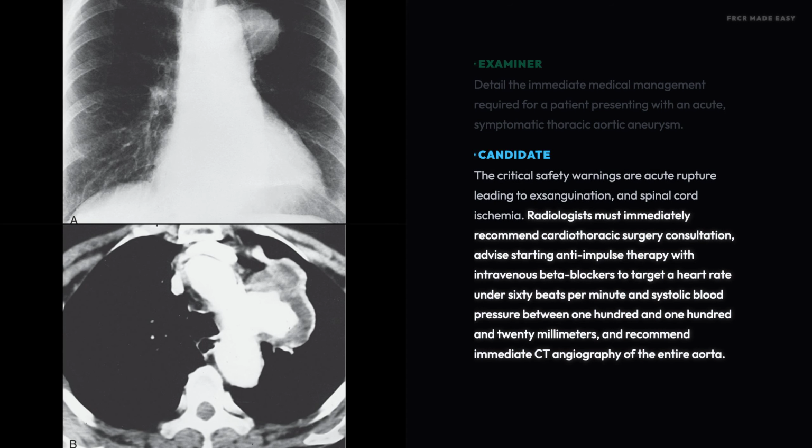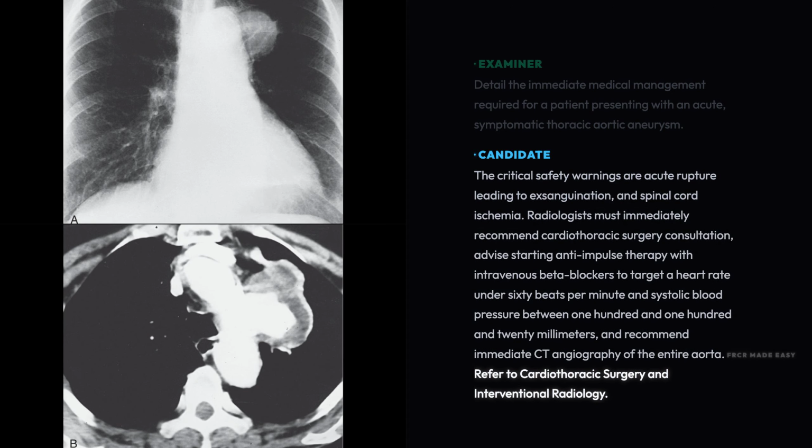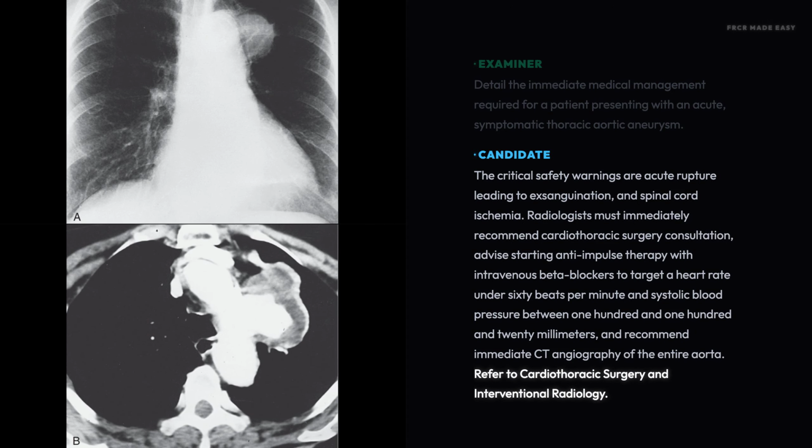Advise starting anti-impulse therapy with intravenous beta blockers to target a heart rate under 60 beats per minute and systolic blood pressure between 100 and 120 millimeters, and recommend immediate computed tomography angiography of the entire aorta. Refer to cardiothoracic surgery and interventional radiology.